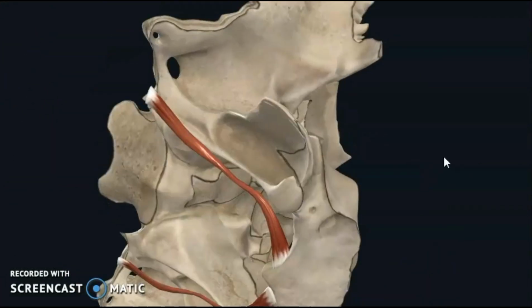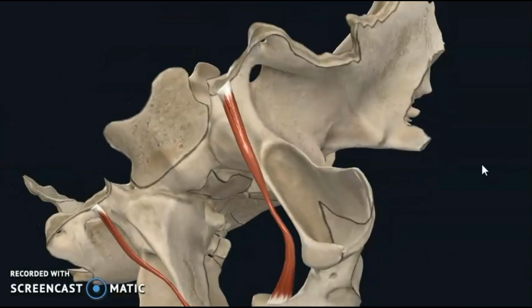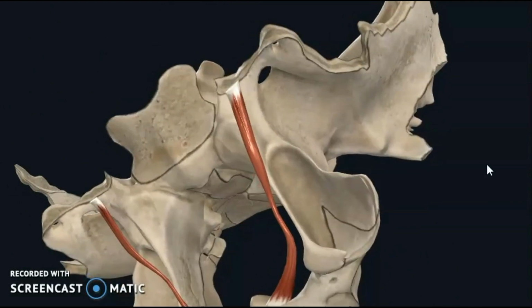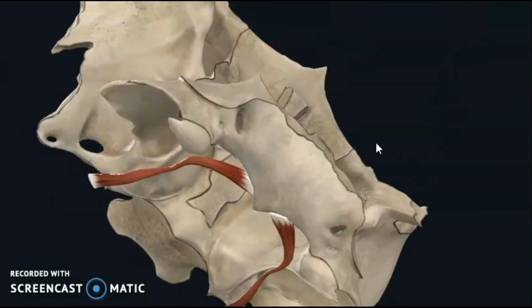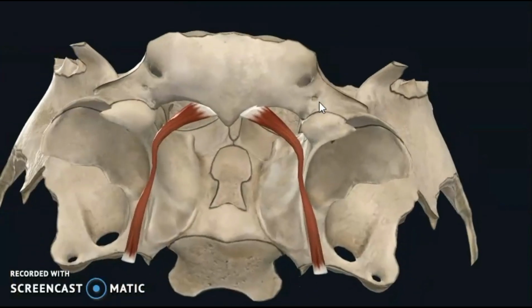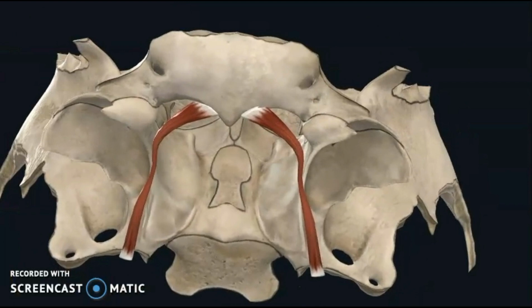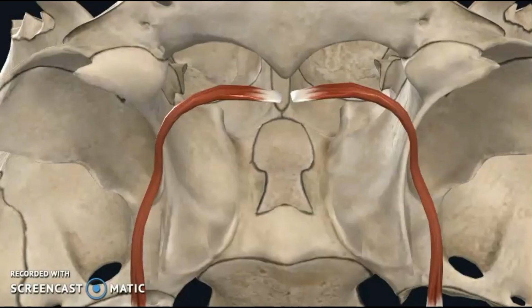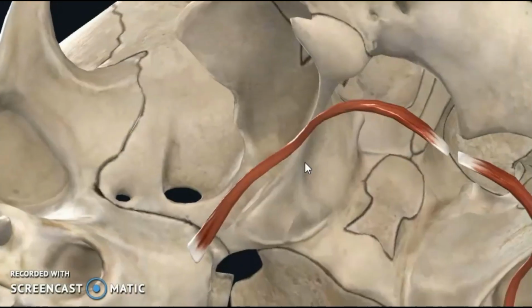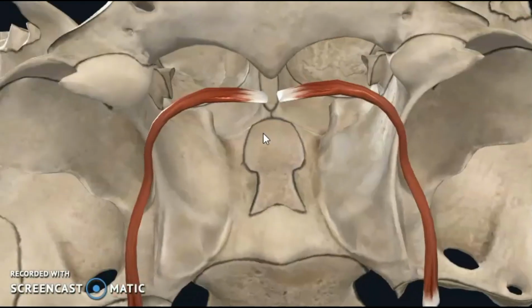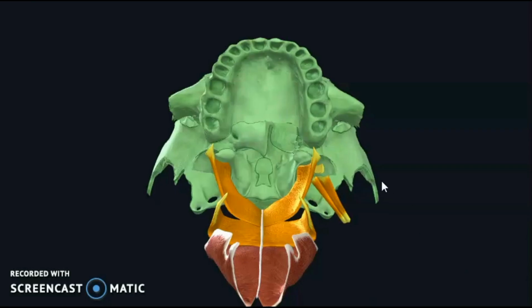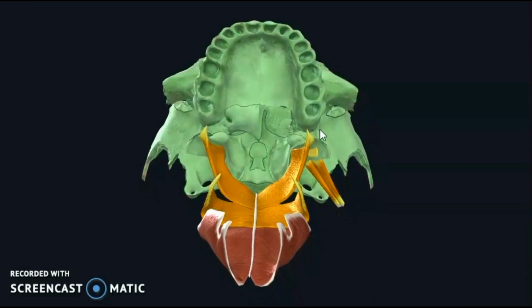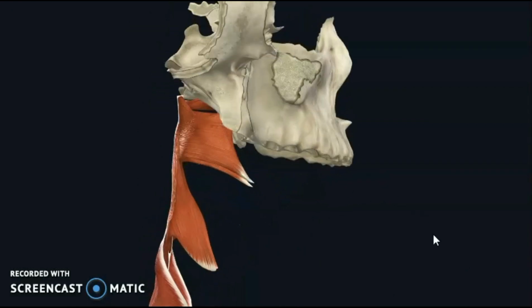And coming to the attachments here of the medial pterygoid plate, you can see the muscle here, tensor veli palatini, taking origin from the scaphoid fossa, hooking around the pterygoid hamulus and attaching to the posterior nasal spine or palatal aponeurosis. You can see there the medial pterygoid plate is here. Here you can appreciate the attachments of the medial pterygoid plate.